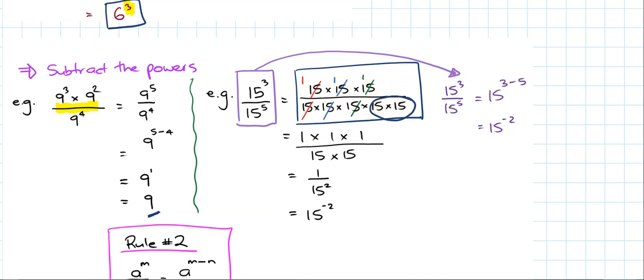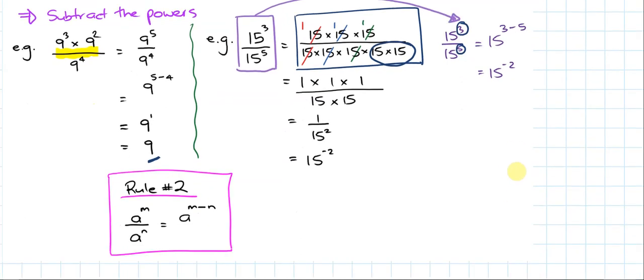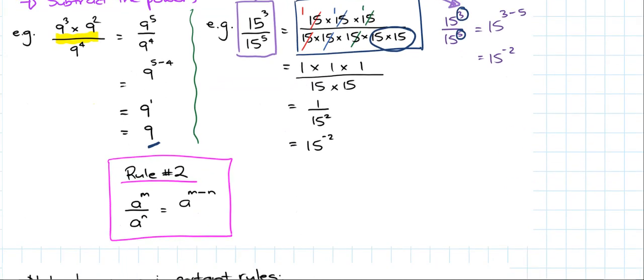So just going through, what you end up with is 1 times 1 times 1 divided by those two 15s multiplied, which is the same as 1 over 15 squared, which is the same as 15 to the power of negative 2. So again, you're subtracting the powers. So that top power minus that bottom power will give you negative 2. So 3 minus 5 is negative 2. So this is rule number 2. As long as the base is the same, you subtract the powers.